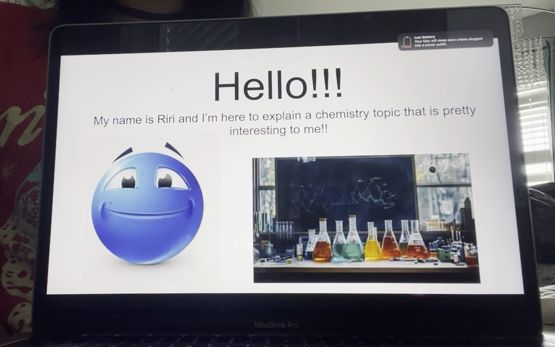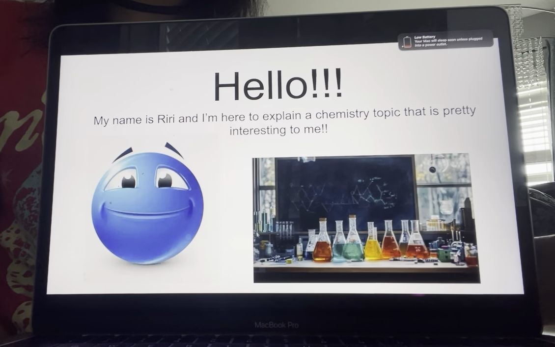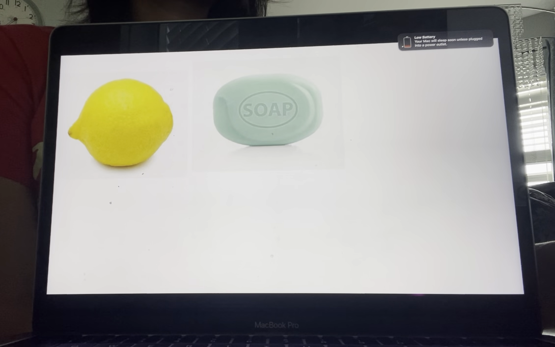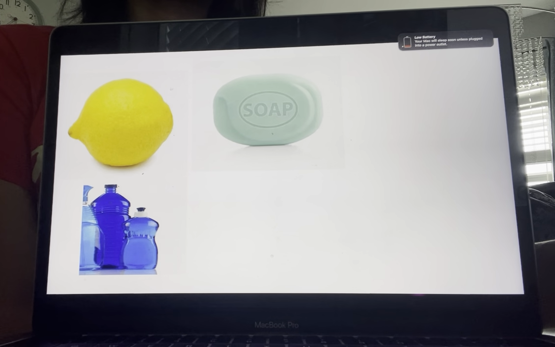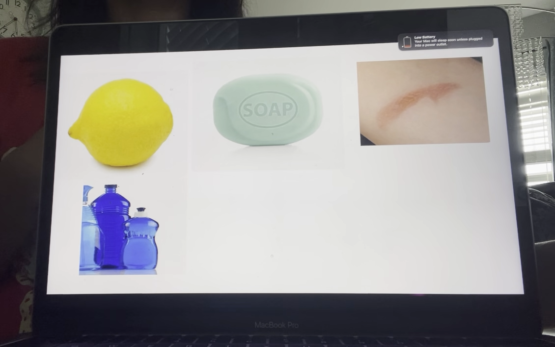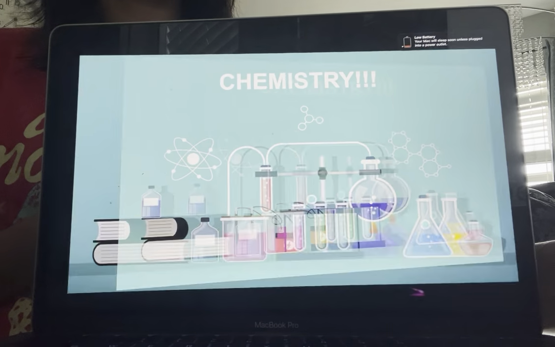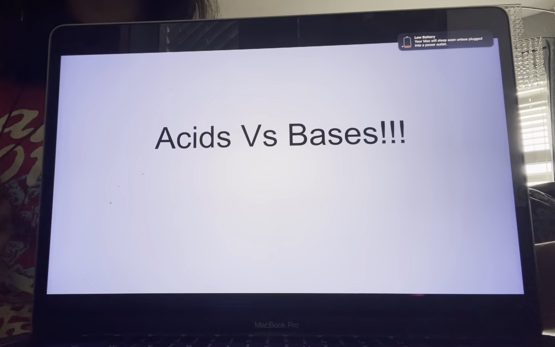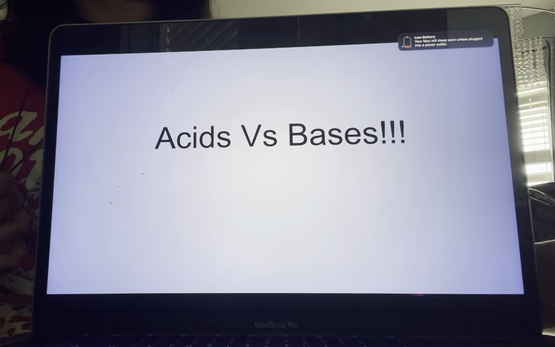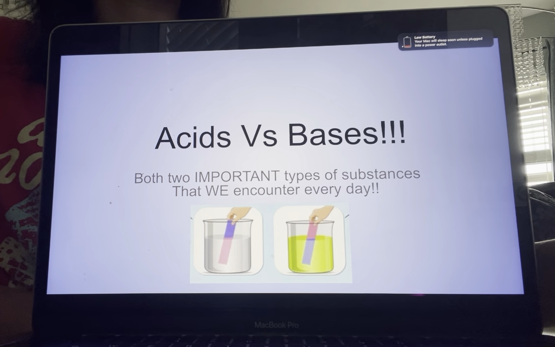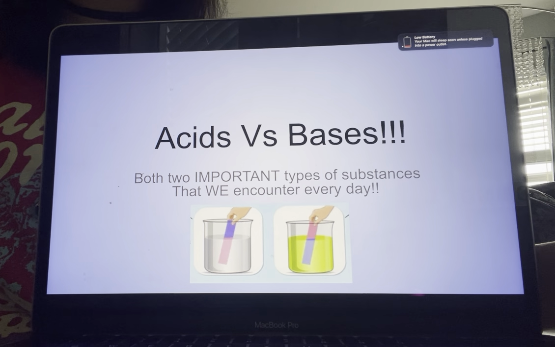But first, before we begin, have you ever wondered why a lemon tastes sour, or soap tastes bitter, or why some substances can clean really well while others can actually burn your skin? Well, you might be wondering this too, as I was at the beginning of my research. The answer to all of this is chemistry, specifically acids and bases. Acids and bases are two important types of substances that we encounter every day, both in science and in real life.